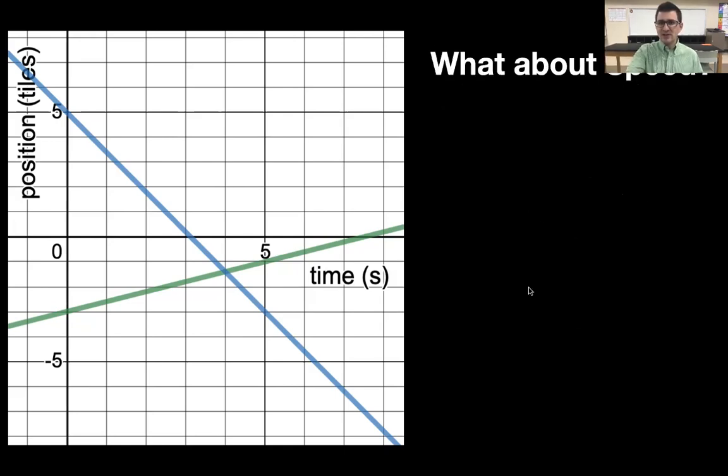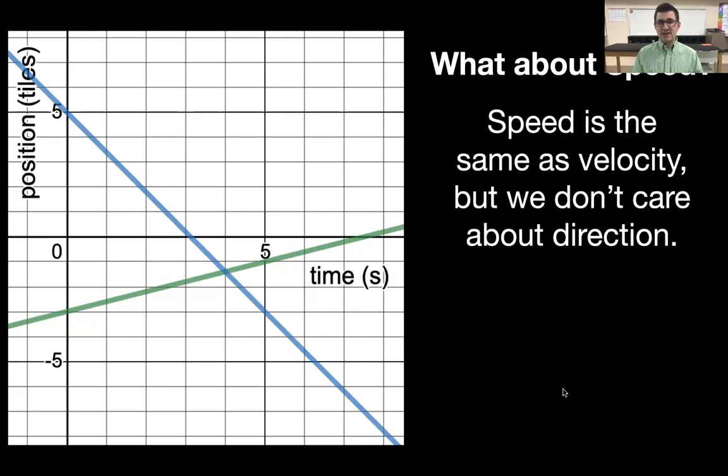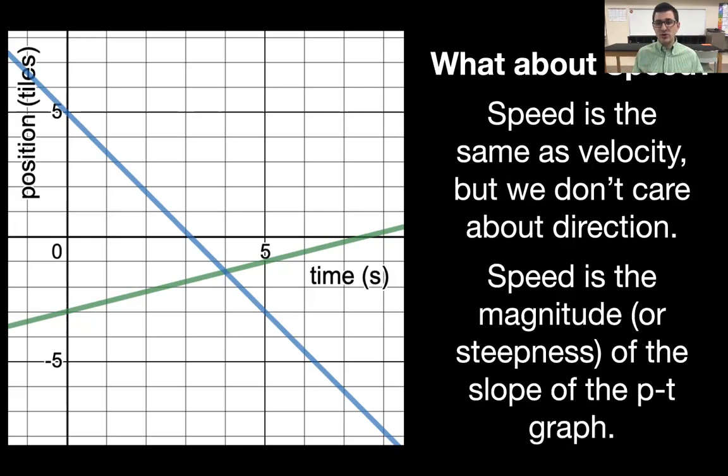We've been talking about velocity a lot, but what about speed? How does speed factor into this? Remember that speed is the same as velocity, except velocity is speed with a direction. For speed, we don't care about the direction. So how you would see that on this position versus time graph is we would look at the magnitude, or absolute value, of the slope.